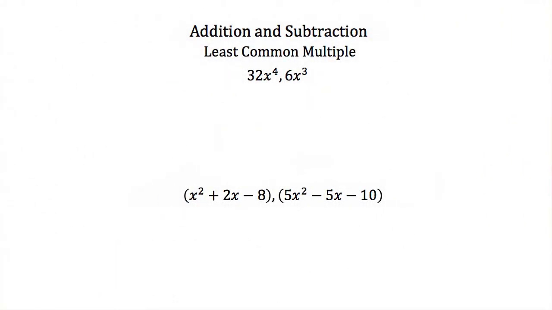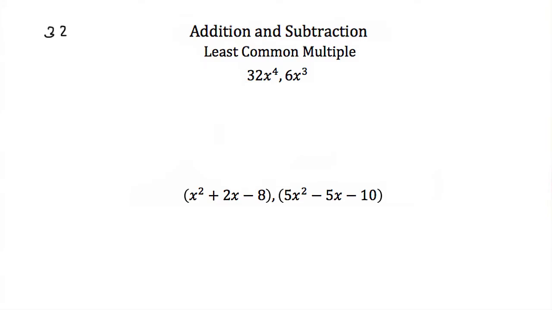So now let's talk about how we find a least common multiple. Let's try finding the least common multiple of 32x to the fourth and 6x cubed. Well, one way to find the least common multiple is to take 32x to the fourth and bring it down to its prime factorization.